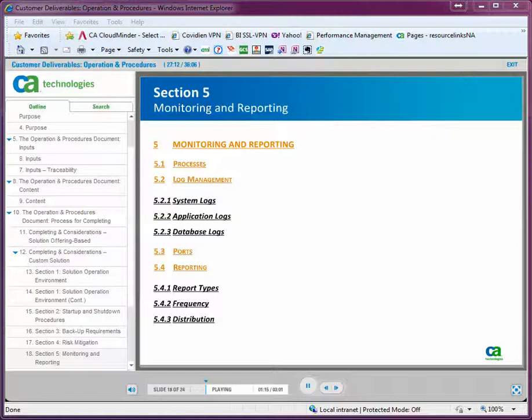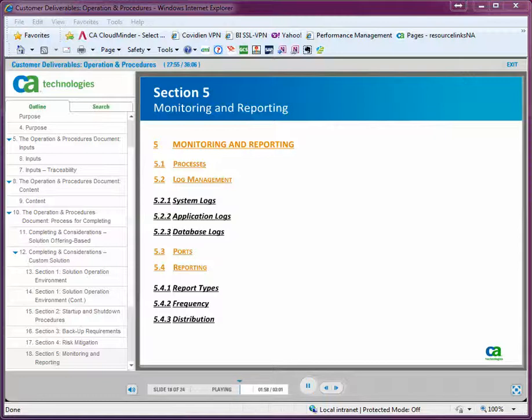Then we get into the ports section. Again, a lot of this information should be available in the technical design document, but use this section to describe the method that is necessary for monitoring the solution and anything to do with monitoring requirements and controls around the ports. Reporting in Section 5.4. Most solutions have reporting requirements, not only internal application or business reporting, but also external auditing reports. Document the different reports that are necessary to support the solution, the frequency, and their distribution.